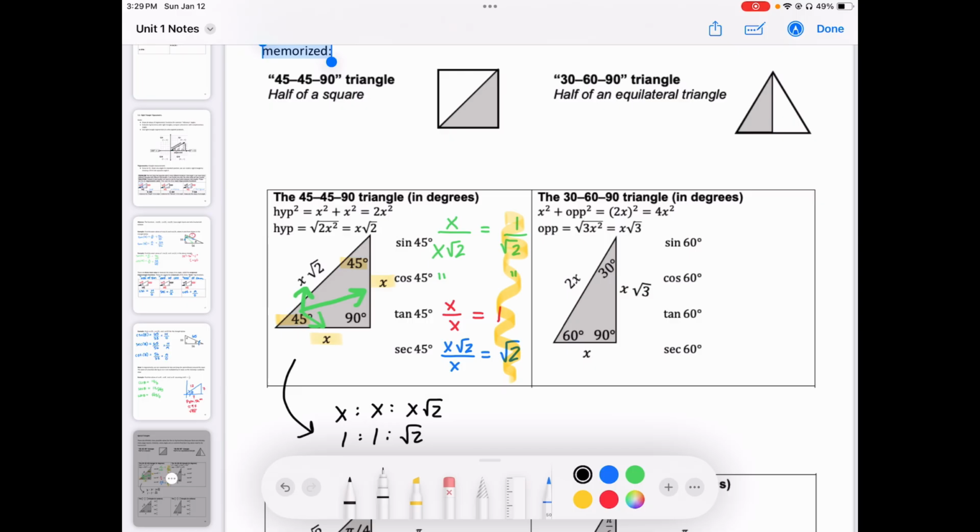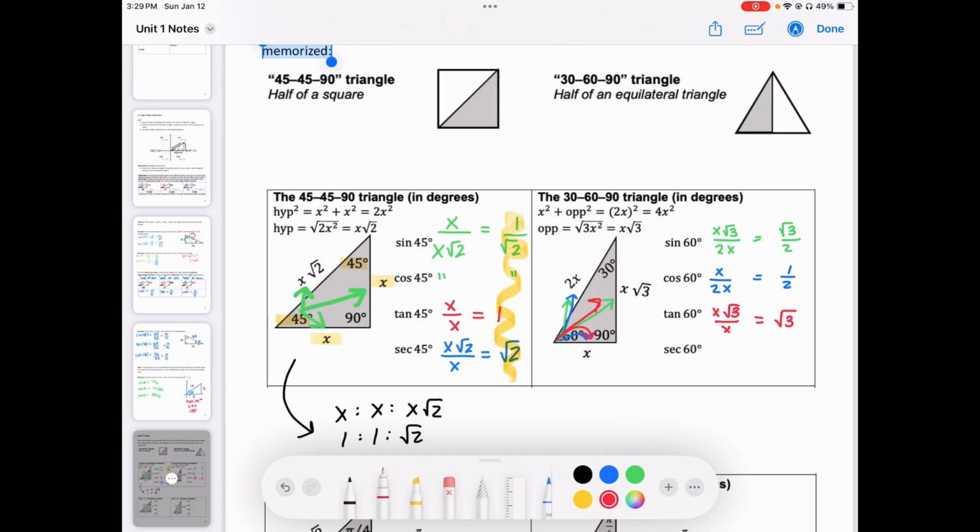Okay, let's take a look at what happens with the 30, 60, 90 triangle. It's similar, right? It has its own rules, but what we're going to do is really similar to what we just did. So for sine of 60, we're going to be opposite and hypotenuse. So x root 3 over 2x, which is root 3 over 2. Cosine of 60 is going to be x over 2x, or 1/2. And then tangent is going to be opposite side and the adjacent side. So x root 3 over x, which will be the same thing as root 3.